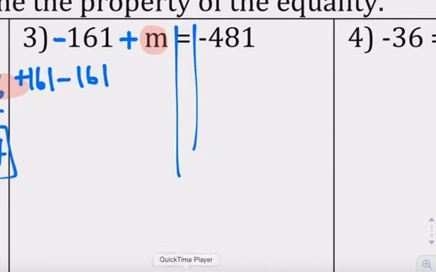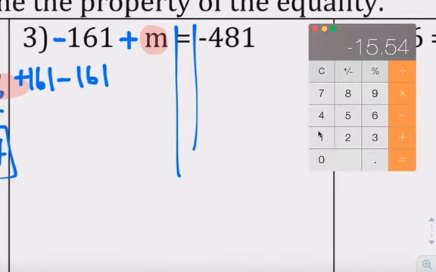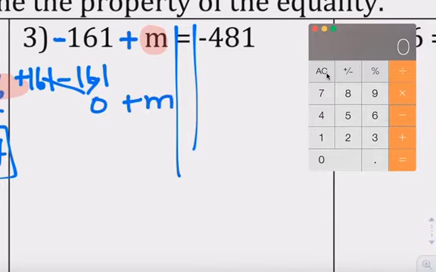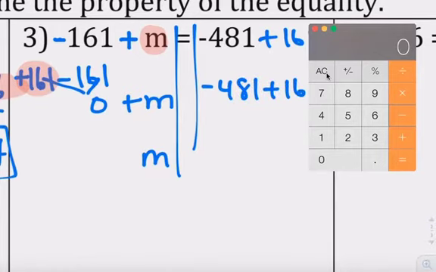If you want to use a calculator to prove it, watch. 161 positive minus 161. Oh, it's a 0, guys. I typed in wrong. Okay, this is 0 plus the m that's already here gives you m. Because you add 161 here, you need to add 161 here. So negative 481 add 161.